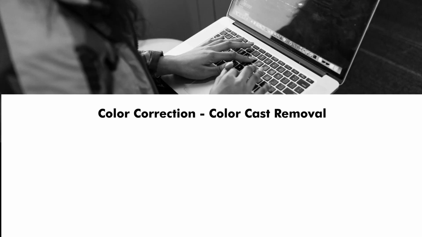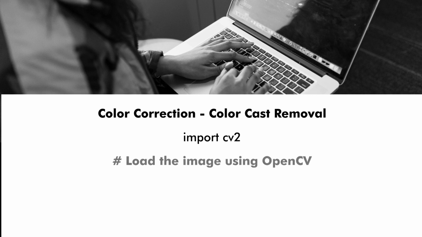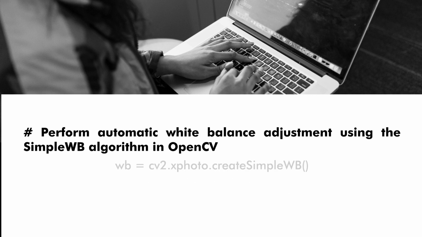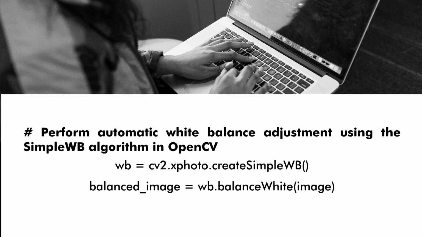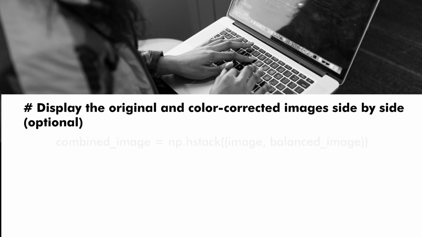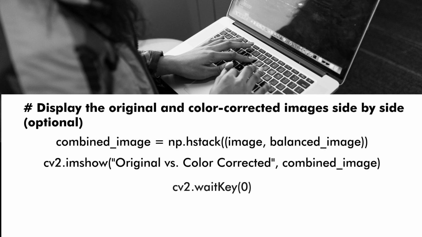So, there are various methods for color cast removal, ranging from simple adjustments like automatic white balance to more advanced techniques using image processing algorithms. For this, again we are going to code it using Python. You can use it on your system. First of all, you have to import the libraries, then load the images, then perform automatic white balance adjustment using the simple WB algorithm in OpenCV. After that, display the original and color corrected image side by side, that is optional.